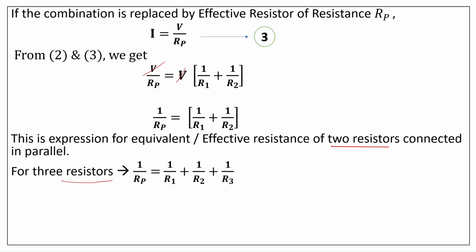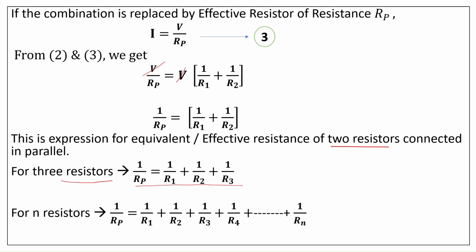For effective resistance of three resistors connected in parallel, 1 by Rp is equal to 1 by R1 plus 1 by R2 plus 1 by R3. For n resistors, 1 by Rp is equal to 1 by R1 plus 1 by R2 plus 1 by R3 plus 1 by R4 plus so on up to plus 1 by Rn.